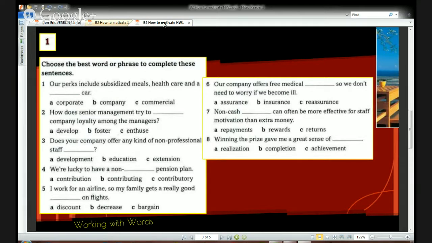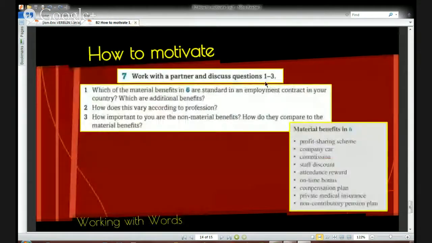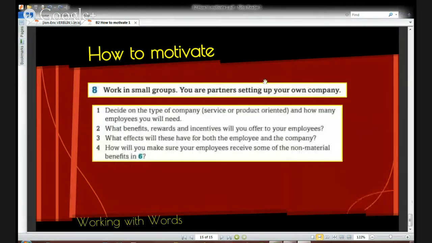I'm going to get rid of that and put our main unit back on screen. Yesterday, we finished class by starting this short discussion about some of the benefits in your particular companies. We're going to answer just one or two questions here, and then we're going to move on to the last part, which is us having a short meeting. We're going to be setting up a company, deciding basically what benefits, rewards, and incentives we're going to offer our employees to keep them loyal to the company.